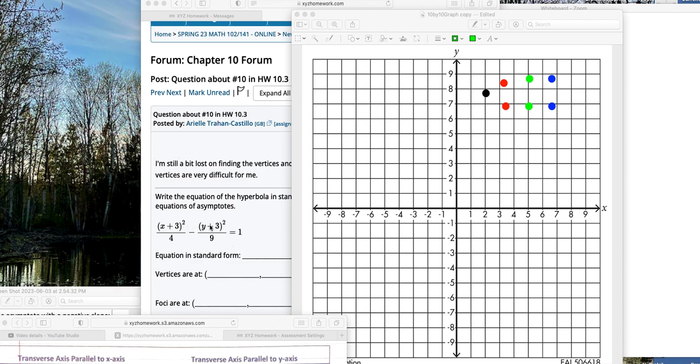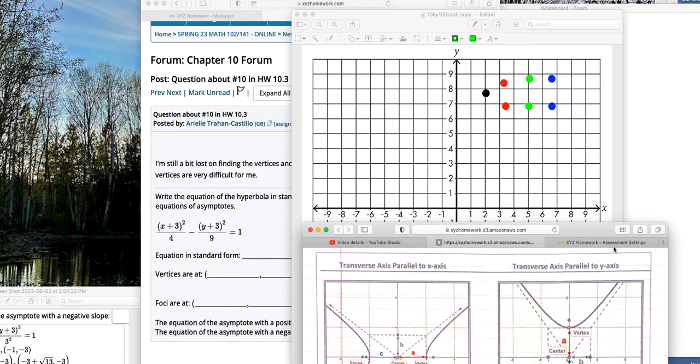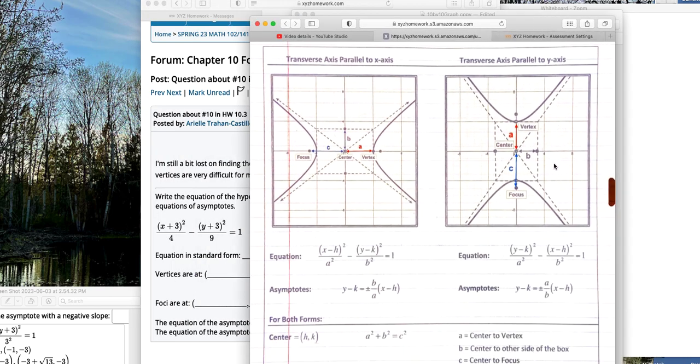Okay, so for this example, we're given the equation and then we're asked to find the stuff. Here we have the x is leading, so that means it's going to be this one right here. And that's the first thing you want to figure out, which one of these two things you have, so that you know which way to orient your A and your B.